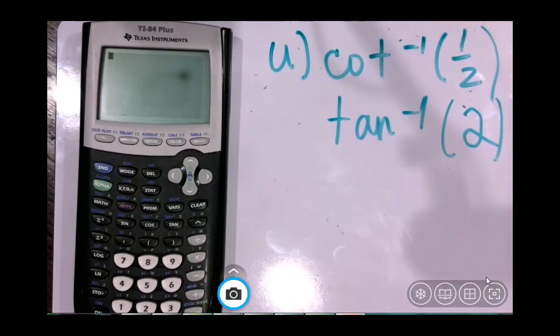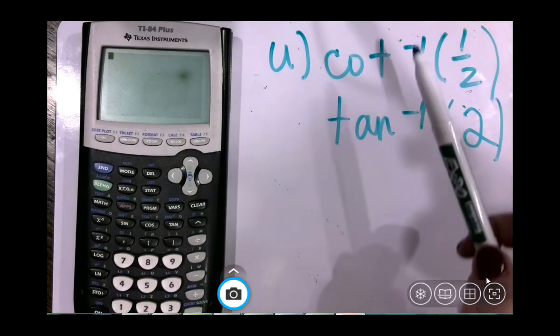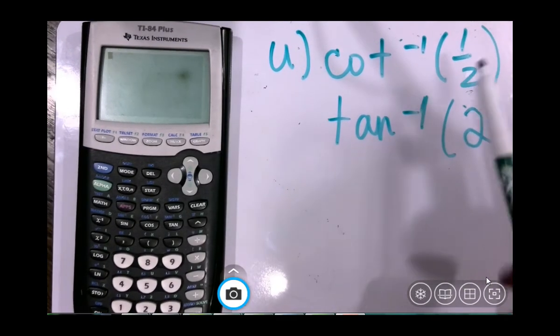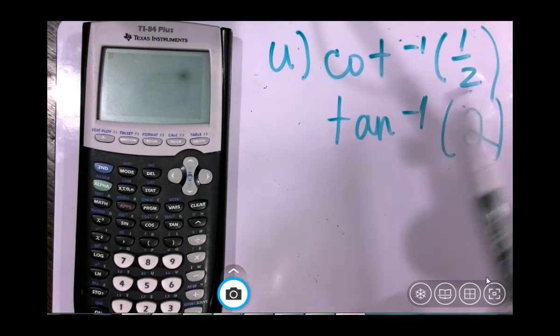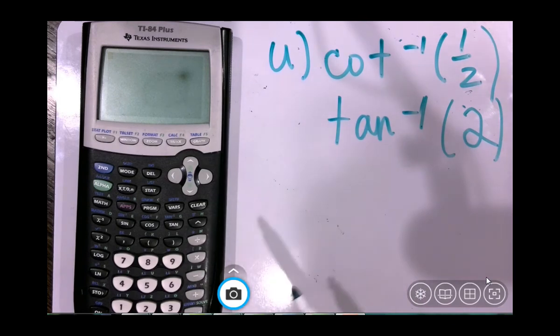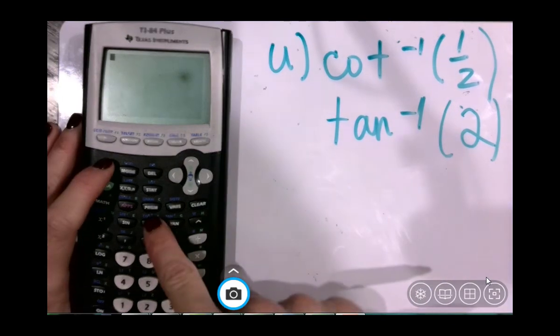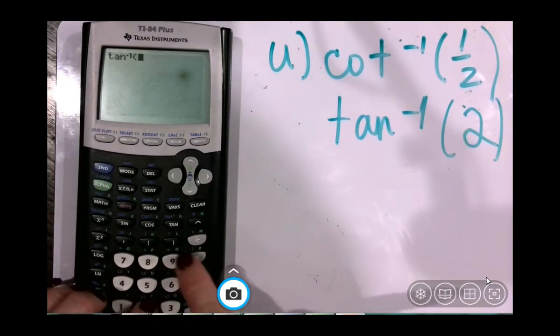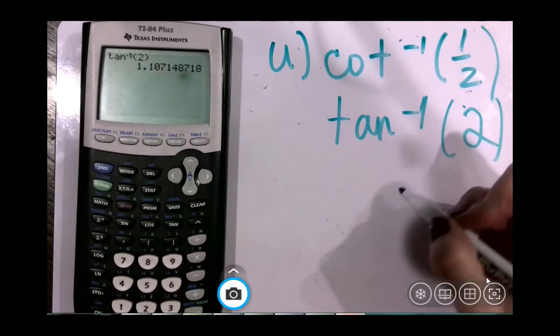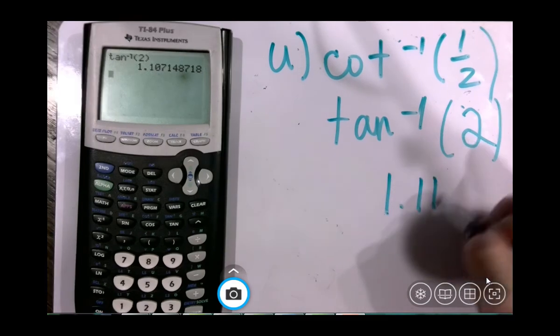Now, this one does work out because the same place where the cotangent is positive, the tangent is positive. It's all in the first quadrant. So if they end up being in the same quadrant, you don't even need to worry about it. It's going to be correct. So you just go second tangent and do where is the tangent 2, and then round it to 2 decimal places. So 1.11.